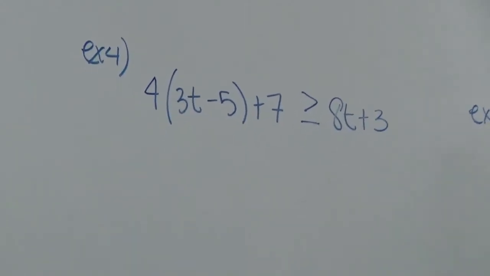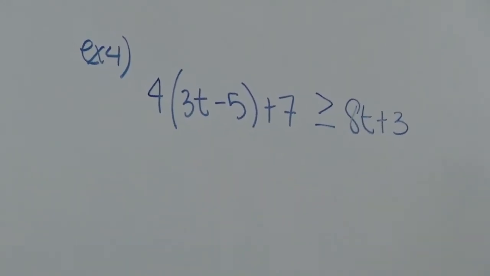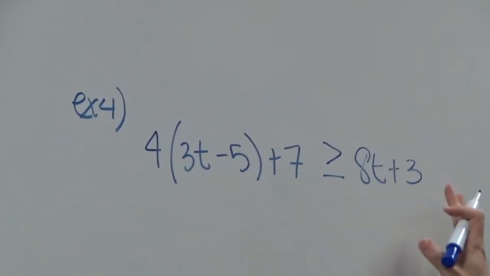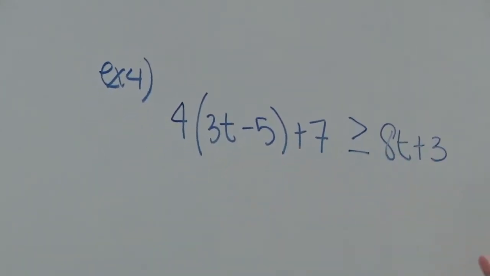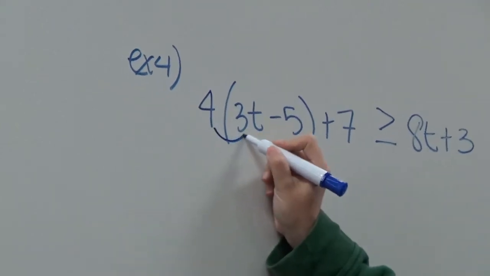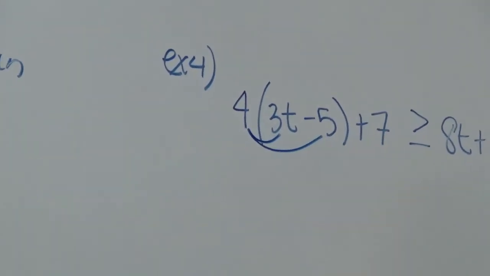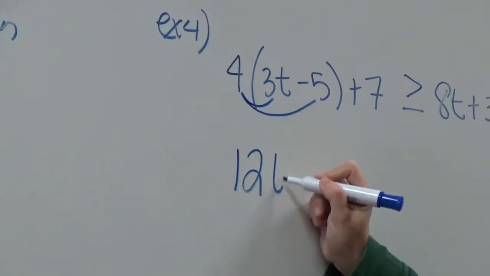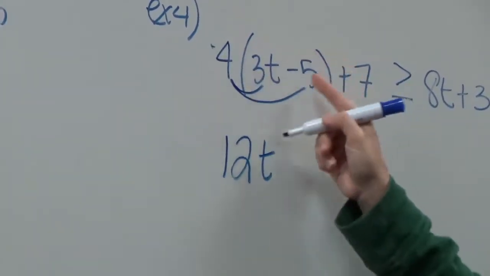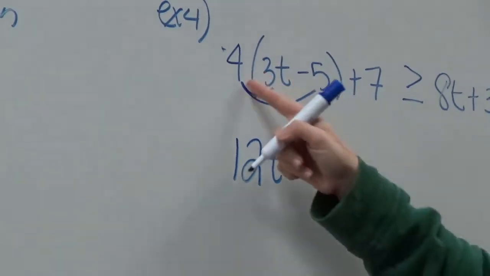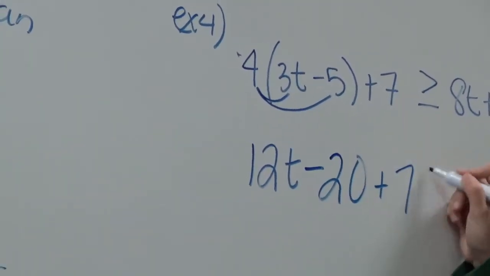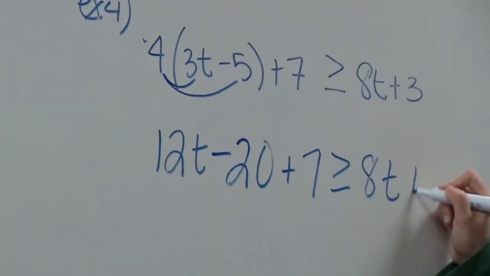All right, so we have the distributive property. You always got to do that first. So we're going to take care of the distributing, and everything else I'm not going to worry about. When I distribute, I have to multiply 4 by both of these things. 4 times 3t is 12t. And then I've got a positive times a negative, so that's going to be negative. 4 times 5 is 20. Now I'm just going to copy plus 7 greater than or equal to 8t plus 3.